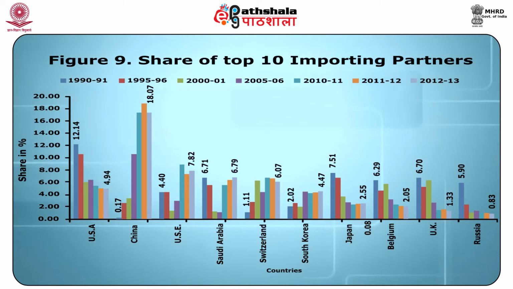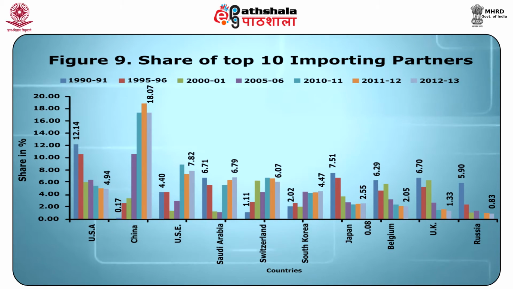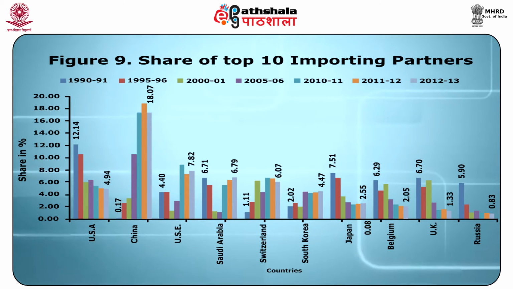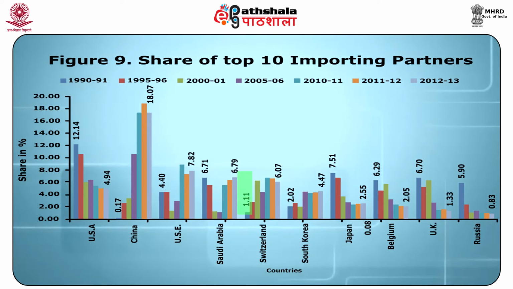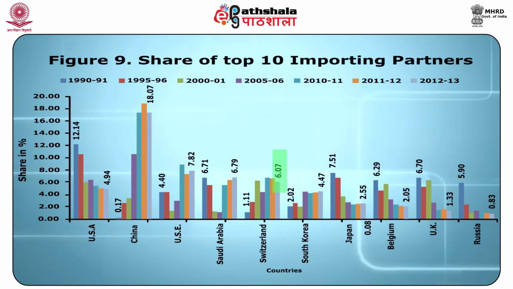On the other hand, countries like China and Switzerland, who did not figure in the list of top importing countries in 1991, in 12-13 have emerged as one of the top importing partners of India. China's share in 1991 was just 0.17%, but has substantially increased to 18.07% in 12-13. Switzerland import share was 1.11% in 1991, and now it is 6.07% in 12-13.